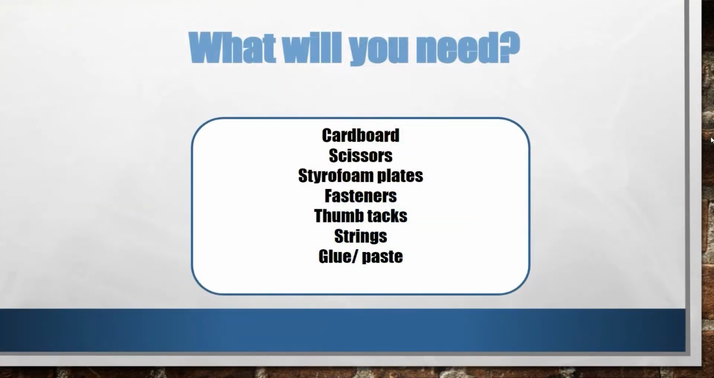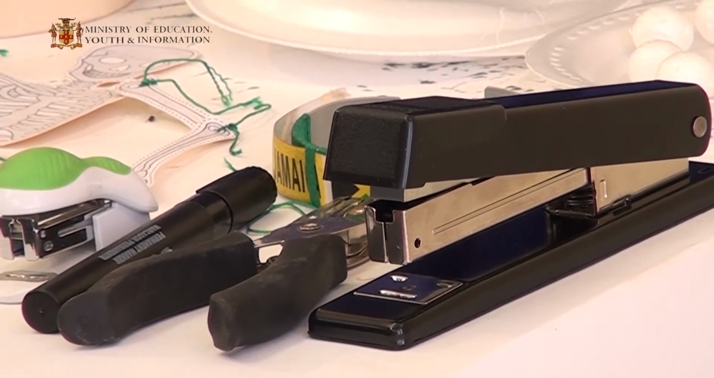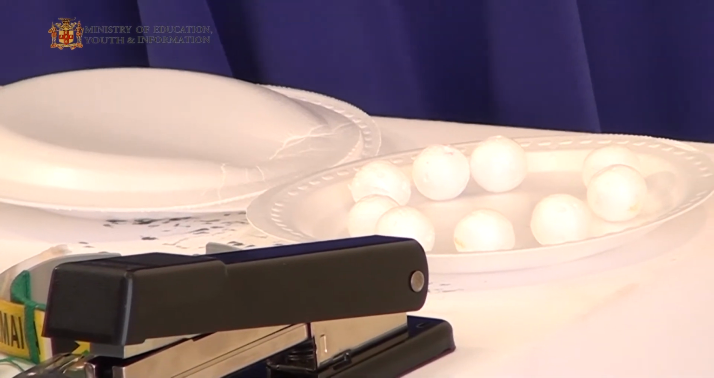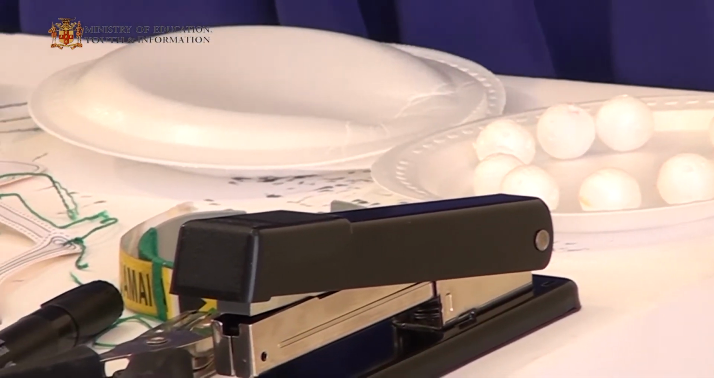So this is what you will need. Let's see. I have some of the materials here on the table. You have a pair of scissors, cardboard, plates, styrofoam plates if you have, something to fasten, like paper fasteners, thumbtacks, strings. You can get a paper punch, glue and paste and so on. All right, so we have different items that we can get depending on what it is that you're making.